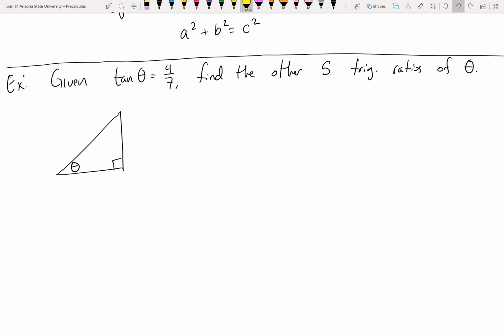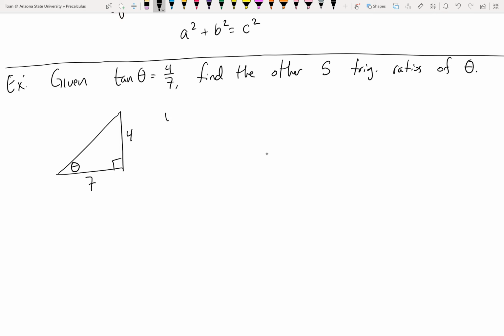And knowing my SOHCAHTOA ratios, knowing that tangent is opposite over hypotenuse, I know for a fact that the opposite side of this angle has to be 4. And I know for a fact that the adjacent side of this angle has to be 7. So I can immediately, in this picture, fill out 4 and 7 here. What do you know? I have 2 out of the 3 sides of a right triangle. I can use Pythagoras' theorem to figure out the rest of the missing third side.